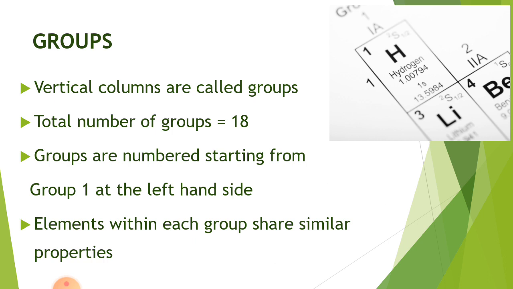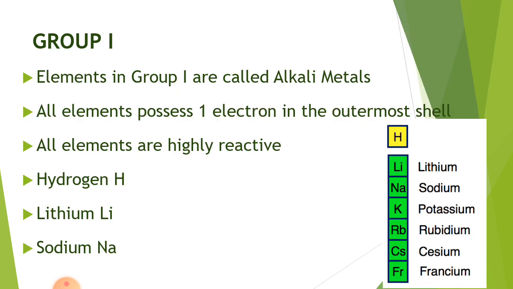Groups. In the periodic table, the vertical columns are called groups. They run from top to the bottom. The total number of groups are 18. The groups are numbered starting from group 1, which is at the left hand side. Elements within each group share similar properties. We will study each group in detail and then you will come to know how elements within each group share the similar properties.